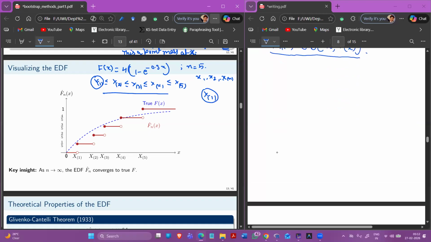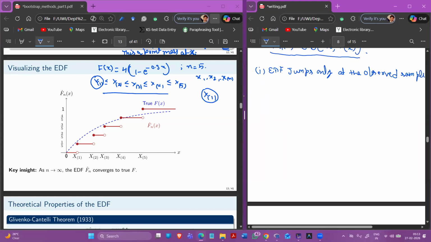Because first thing is that the empirical CDF. Okay, empirical CDF jumps only at the observed sample points. So it means the empirical CDF will take the next value only when you observe an x.